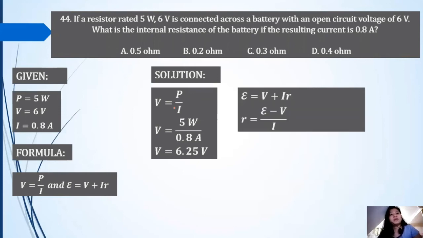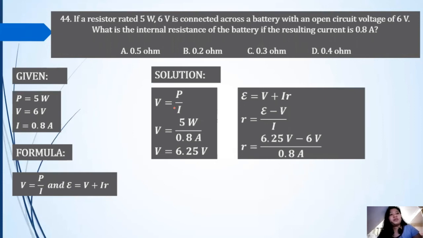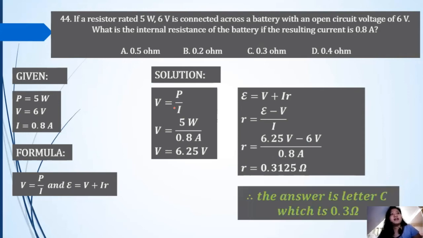And since we will be solving for the internal resistance, the formula is (EMF minus voltage) over the current. And our EMF is 6.25 volts minus the 6 volts, over 0.8 amperes. And then the R, or the internal resistance, is 0.3125 ohms. And that is the answer, letter C.